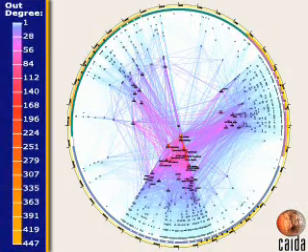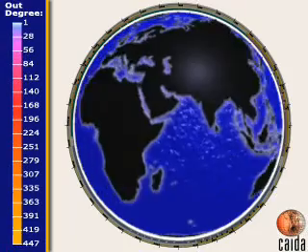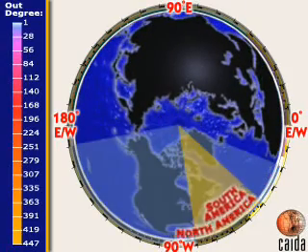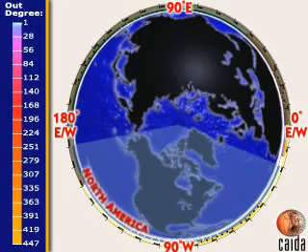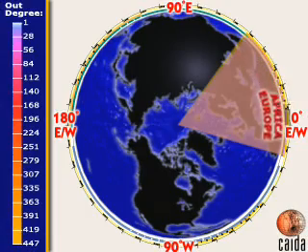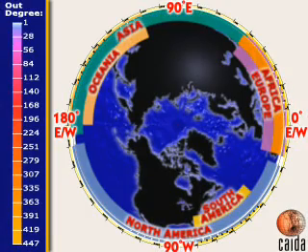CAIDA's AS core network graph has a geographic structure that views the Earth from the North Pole. This allows mapping of longitude to the circumference of the graph. Continents can be identified based on longitudinal position, with large cities labeled around its perimeter.